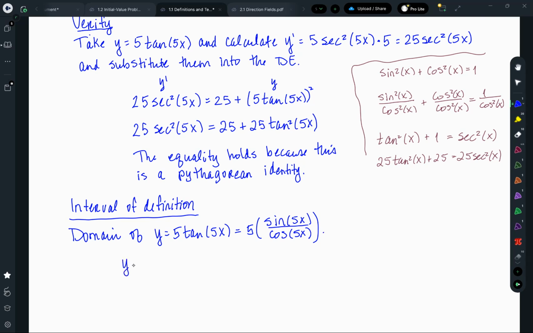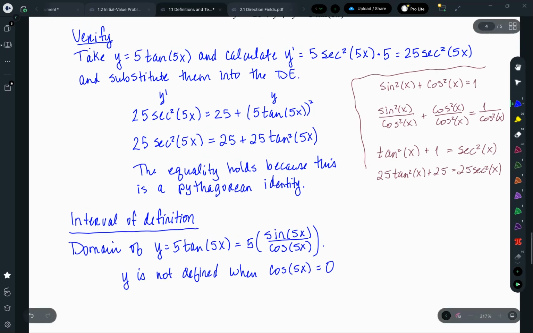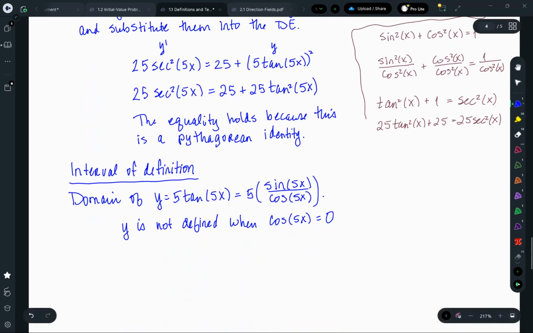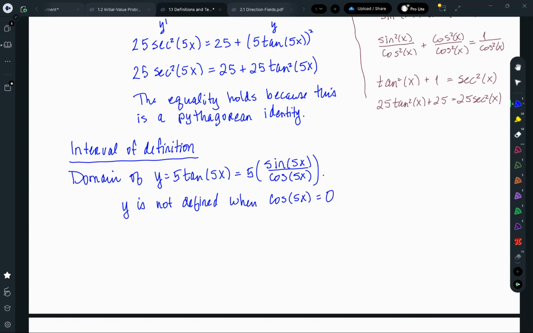So let's see, y is not defined when cosine of 5x is equal to 0. Okay, and now I'm going to be really nitpicky and go back up here and point out that it said give an interval. So it's not asking for all the intervals in the world, it's just asking for one of them. Okay, so cosine is equal to 0 at pi halves, negative pi halves, 3 pi halves, negative 3 pi halves. It's equal to 0 at all of those.